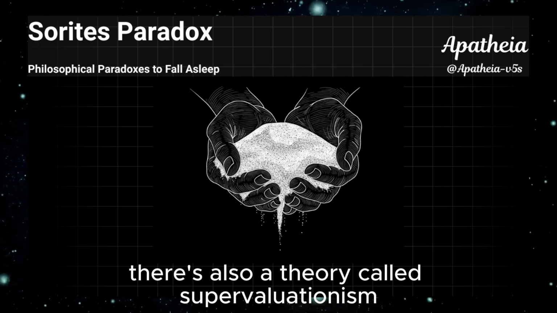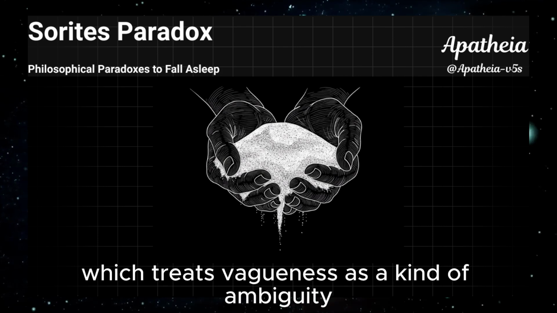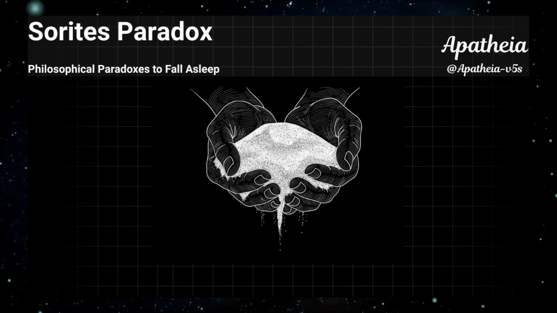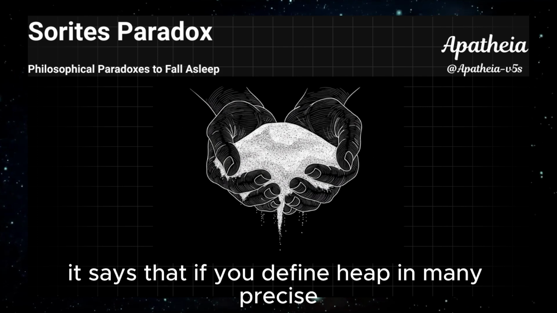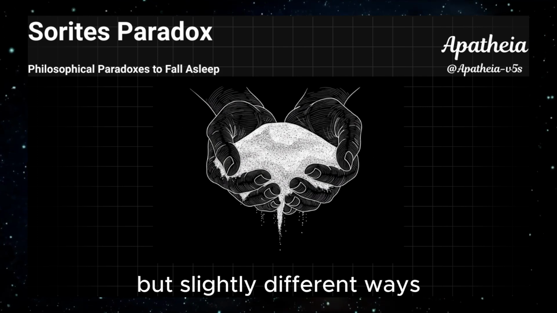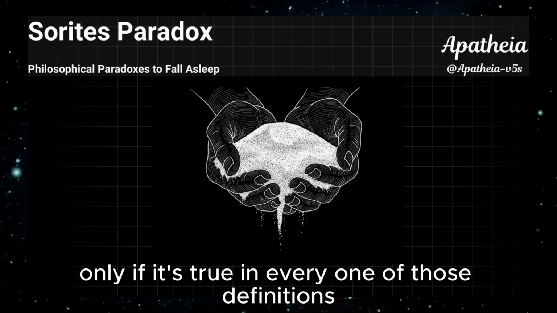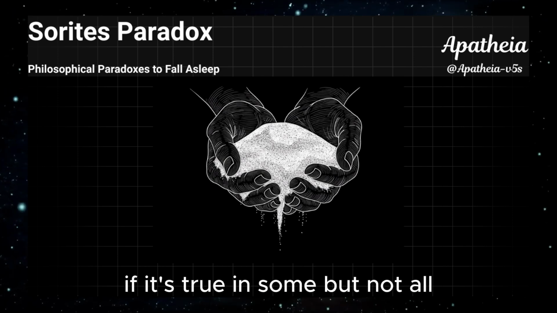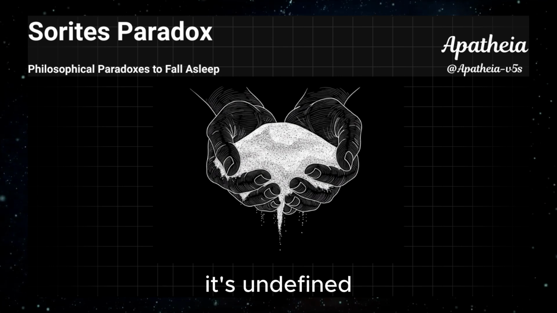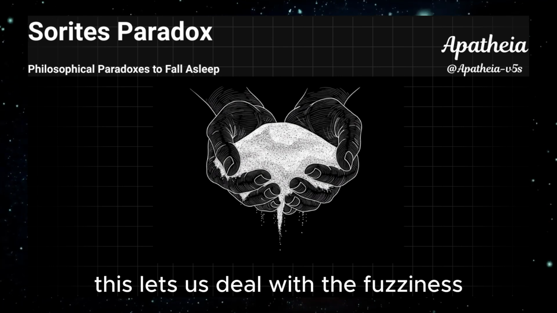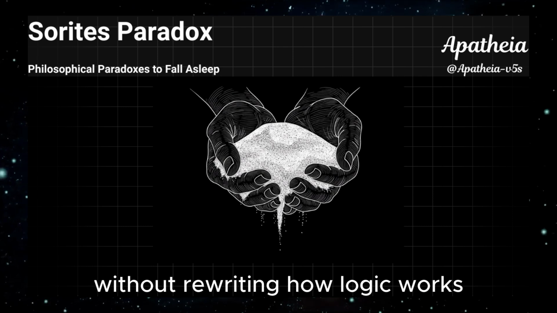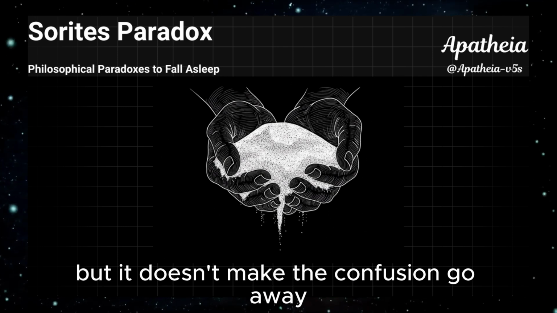There's also a theory called supervaluationism, which treats vagueness as a kind of ambiguity. It says that if you define heap in many precise but slightly different ways, a statement is true only if it's true in every one of those definitions. If it's true in some but not all, it's undefined. This lets us deal with the fuzziness without rewriting how logic works, but it doesn't make the confusion go away.